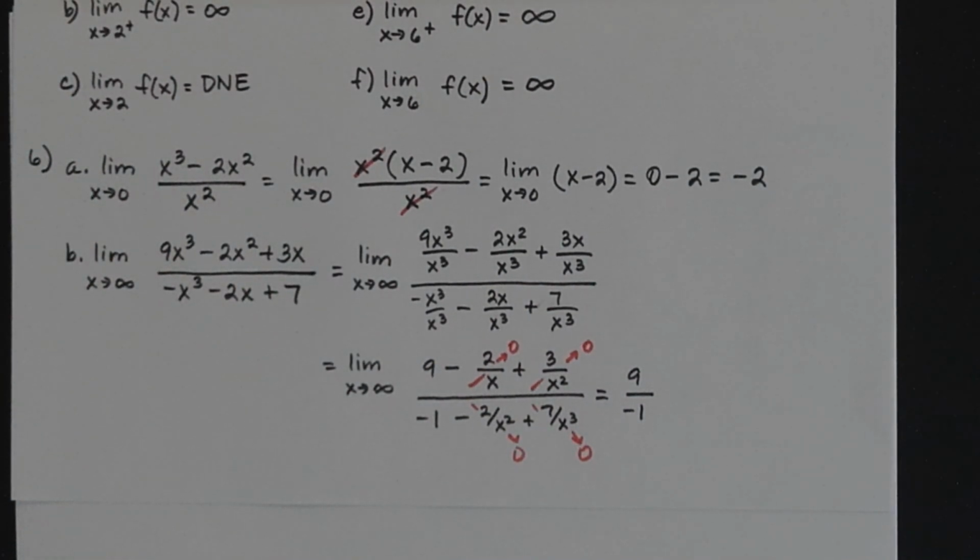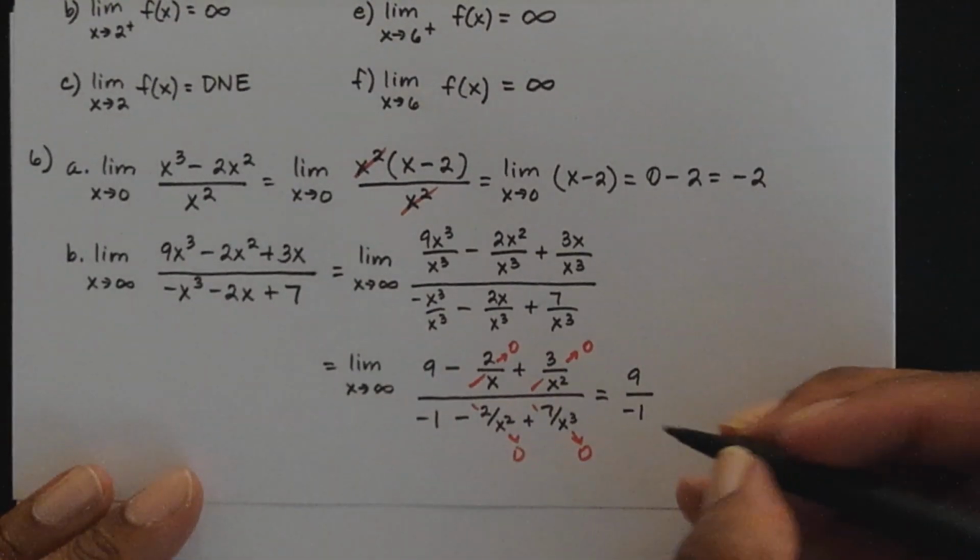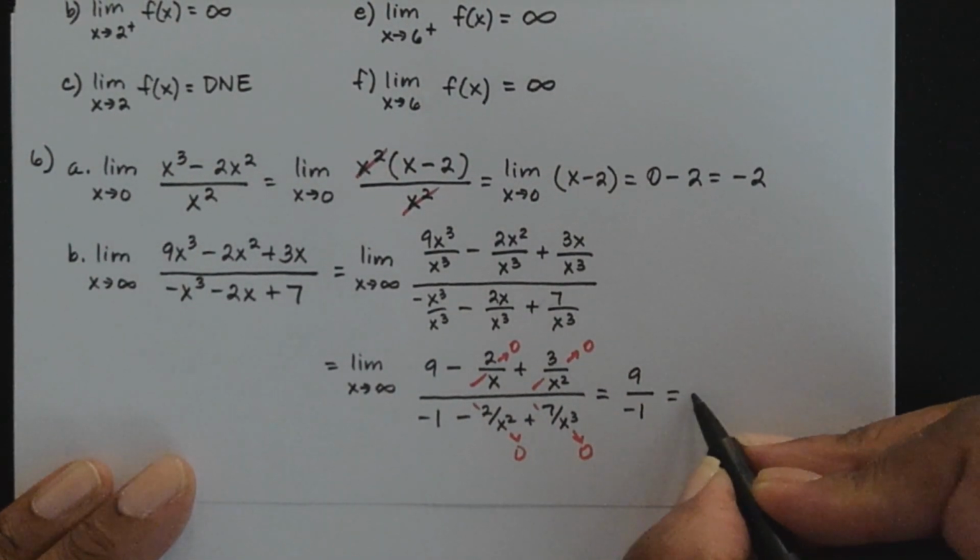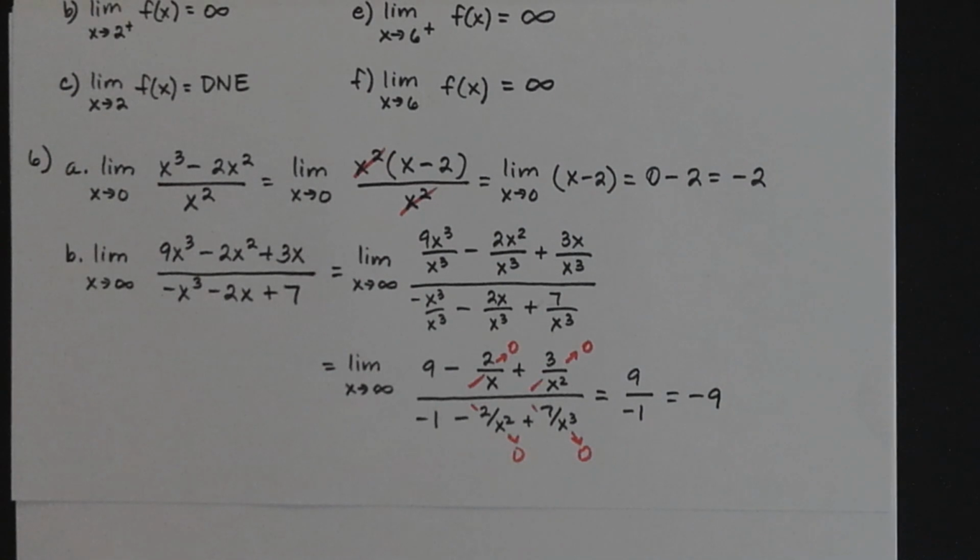if you take the limit as x approaches infinity, both positive or negative, of 1 over x to the n power, it's going to get closer and closer to 0. So I'll end up with 9 over negative 1, or just negative 9. So the limit as x approaches infinity of 9x cubed minus 2x squared plus 3x divided by negative x cubed minus 2x plus 7 ends up being negative 9.